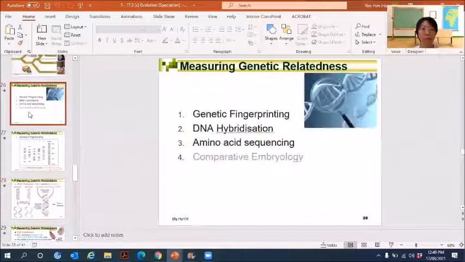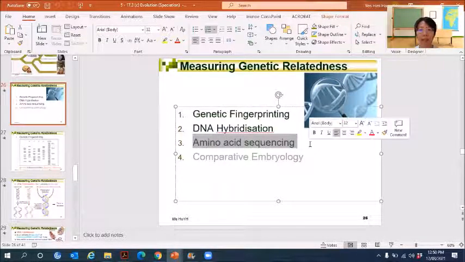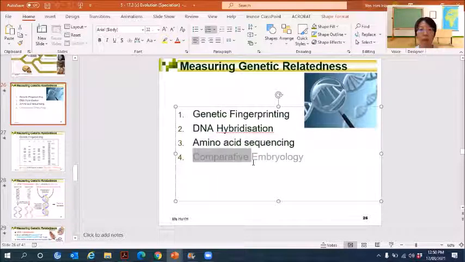So the 4 ways to measure genetic relatedness of organisms, and therefore to see how close they are in the line of evolution to a common ancestor. The first one is genetic fingerprinting. Second one is DNA hybridization. Third one is amino acid sequencing. The fourth one, which is not in your syllabus, is comparative embryology.